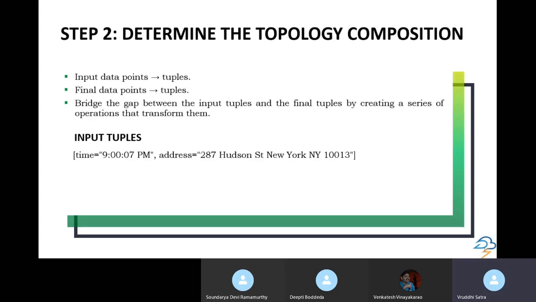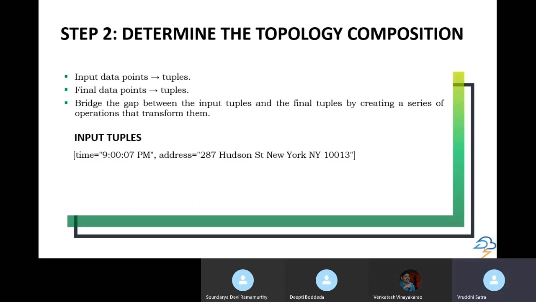The second step is that we need to come up with a topology. First, we need to identify what our input data points will be and represent them as tuples. Also, we need to identify how our final data points will look and represent them as tuples. And now we need to bridge the gap between the input tuples and the final tuples by creating a series of operations that will transform them.